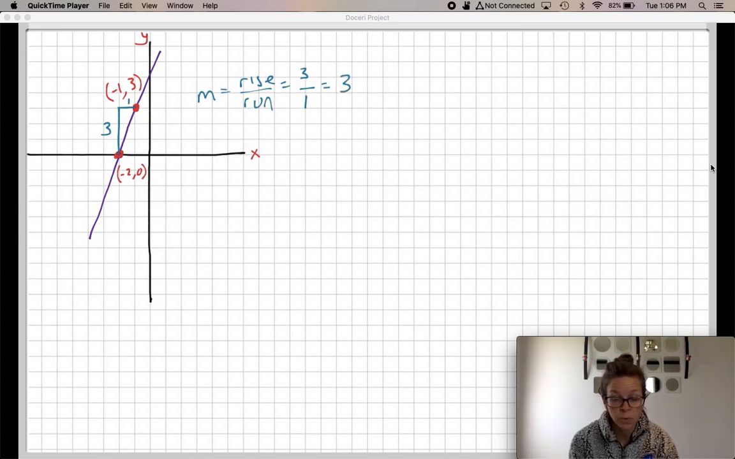And it's a positive 3, which is what we would expect because that line is a rising line. As we move across the page from left to right, that line is heading in the upward direction. So we would expect a positive slope on this one. Okay? Now we'll do one more of these.